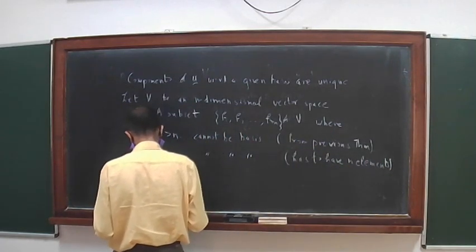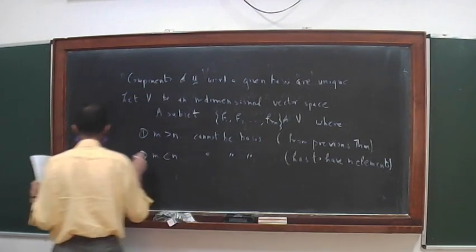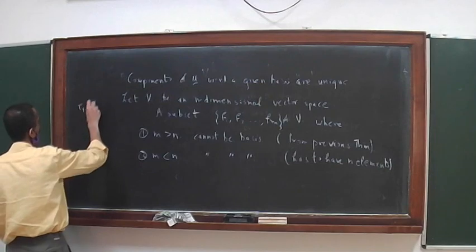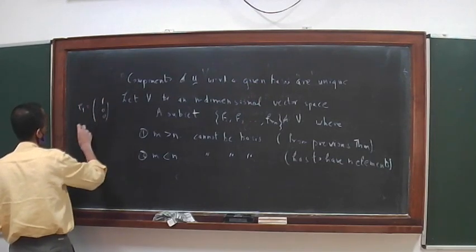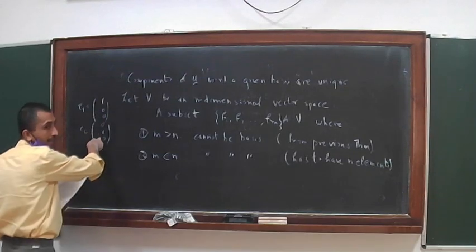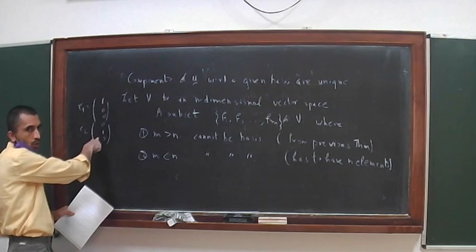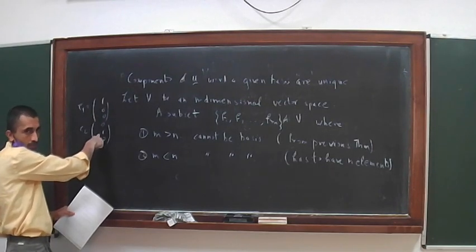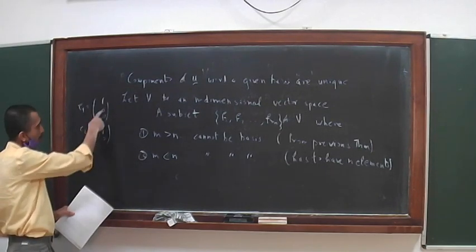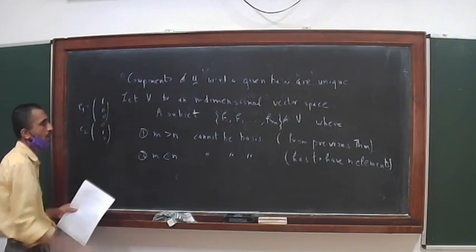So for this case I have already given you that example, right? E1 was (1, 0, 0) and E2 was (0, 1, 0). Here m is less than n. It's a three-dimensional vector space, so n is equal to 3 and m is equal to 2 because I am just considering these two vectors. Then we know that this cannot be a basis because (0, 0, 1) cannot be expressed in terms of these. So we know that already.